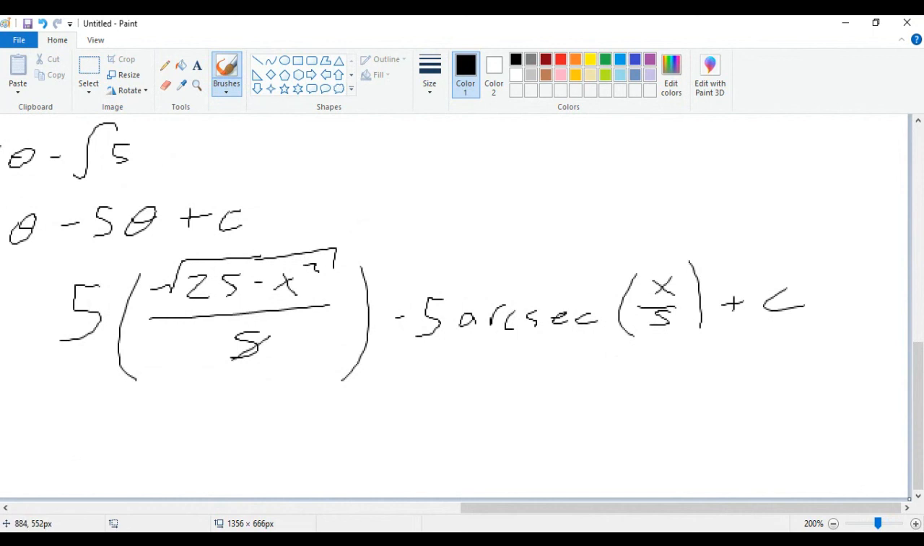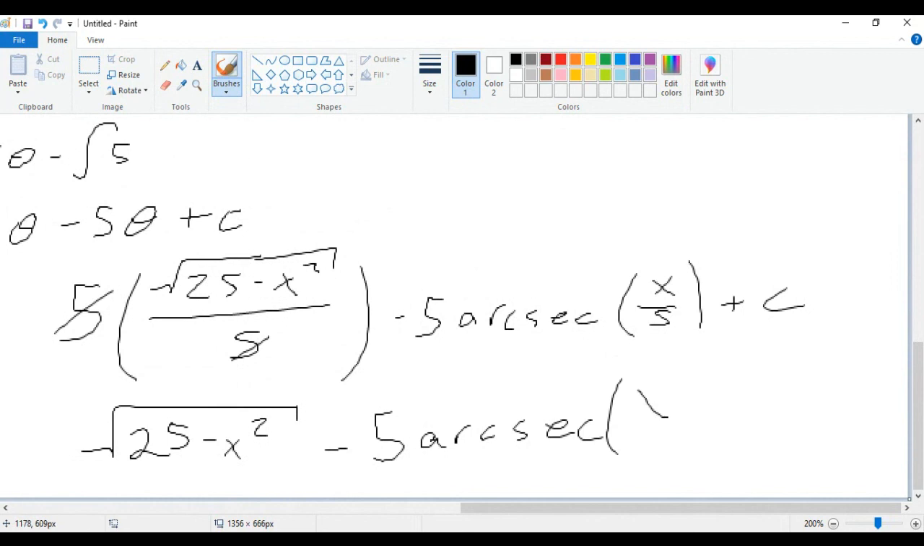Then we can simplify a bit more. Our final result is the square root of 25 minus x squared minus 5 arcsecant of x over 5 plus c. Make sense?